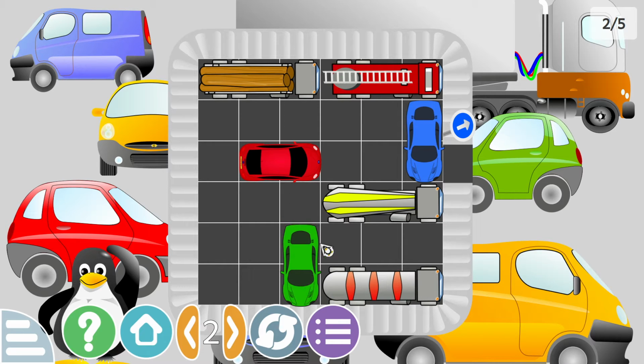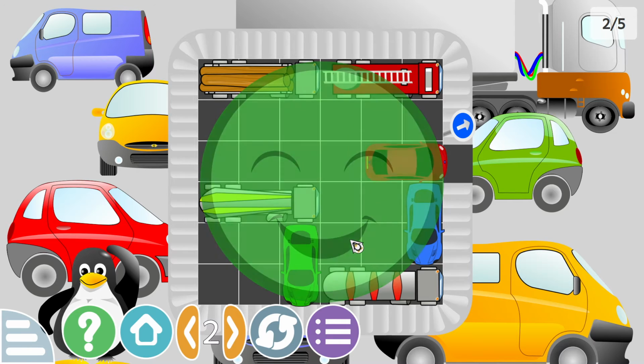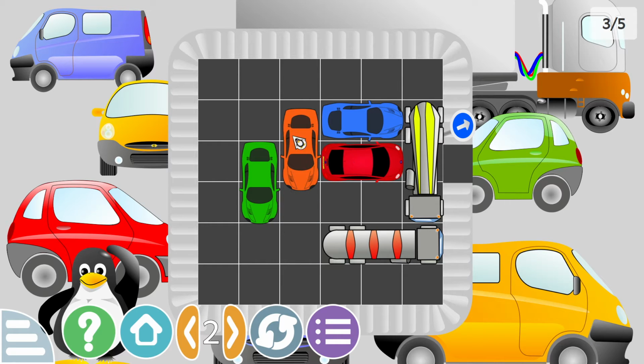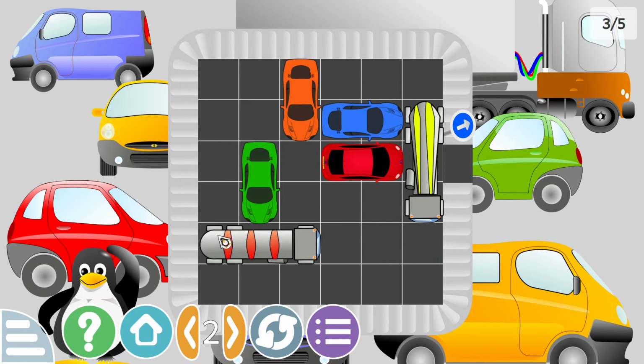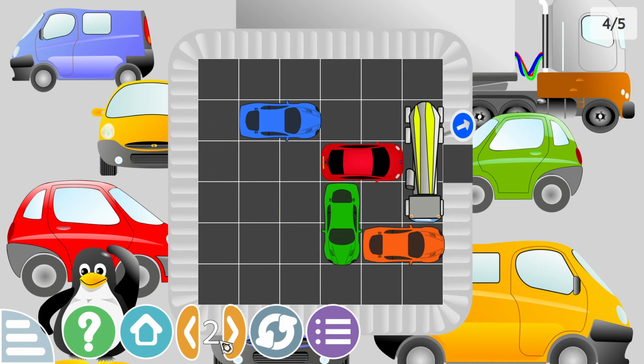In this case, I should be able to drive the car straight out after shuffling a few of them around. I think I'm going to have to move the red car forward here. I can move the orange one out of the way, and then the others can be moved around. And as we keep progressing, it gets harder as we go.